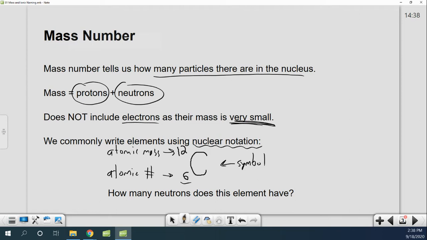It has to be smaller because it's protons plus neutrons, right? So the mass is always going to be bigger than the atomic number, because the atomic number is just protons. The atomic mass is protons and neutrons.